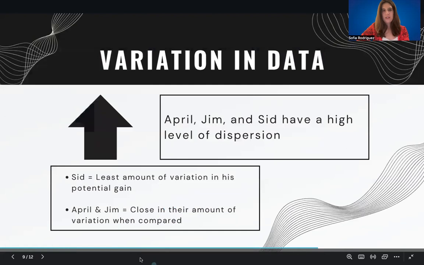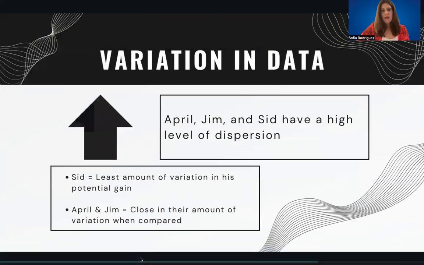As far as variation goes from this data set, Sid has the least amount of variation in his potential gain. Since he has the lowest error rate of the 3, this shows he is more consistent when processing. April and Jim, on the other hand, were shown to have closer variability, which is due to their higher error rate. Since they both have a higher error rate, they have a lower level of consistency when processing.